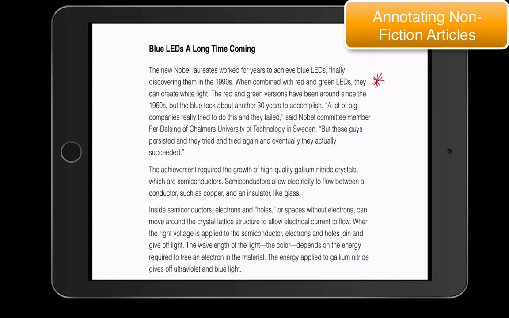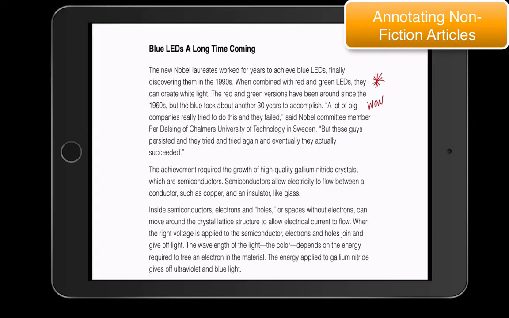The red and green versions have been around since the 1960s, but the blue took about another 30 years to accomplish. Wow. I'm gonna put wow there. Just because it's not on my sheet doesn't mean I can't. Oh wow, that seems like a really long time to try to do one thing. A lot of big companies really tried to do this and they failed, said Nobel Committee member Per Delsing of Chalmers University of Technology in Sweden. But these guys persisted and they tried and tried again, and eventually they actually succeeded.